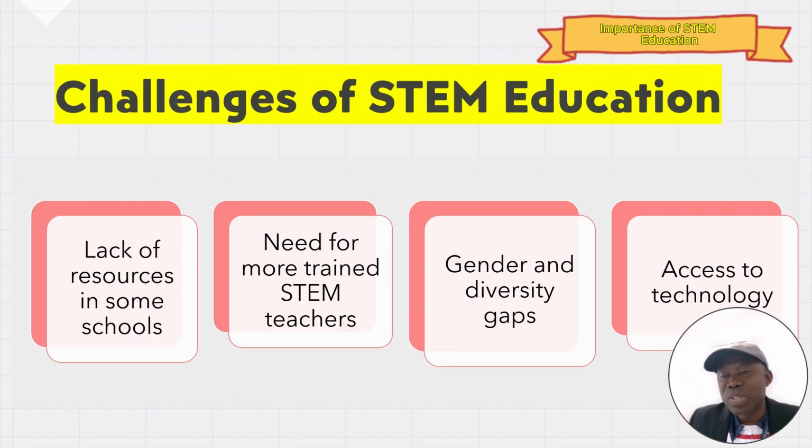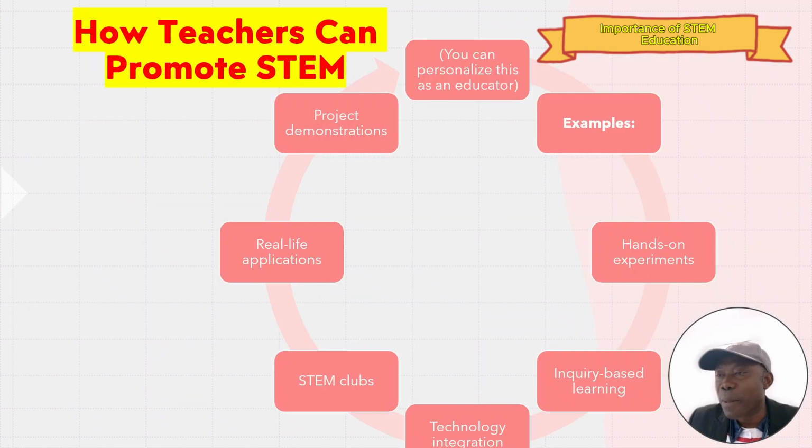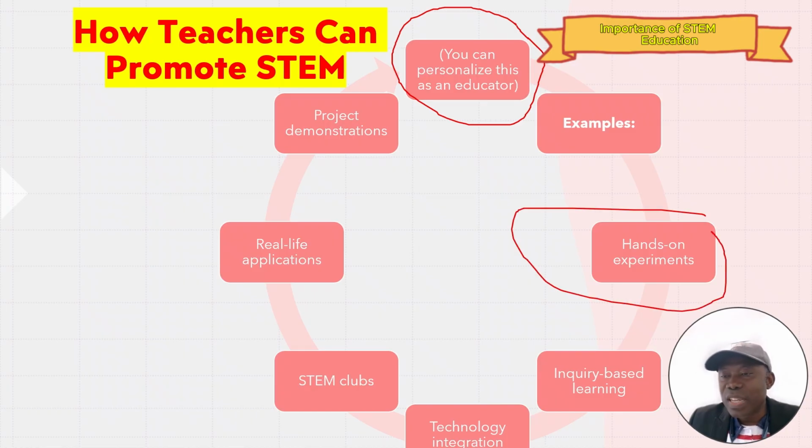Now let's look at how teachers can promote STEM. How can teachers promote STEM education? Look at it. Teachers can promote STEM education by, one, personalizing your education. For example, hands-on activity. You can start with hands-on activity, inquiry-based activity, how you design your lesson. So all these things we do in the class are part of STEM teaching. So inquiry-based activities here, using technology integration, STEM clubs.